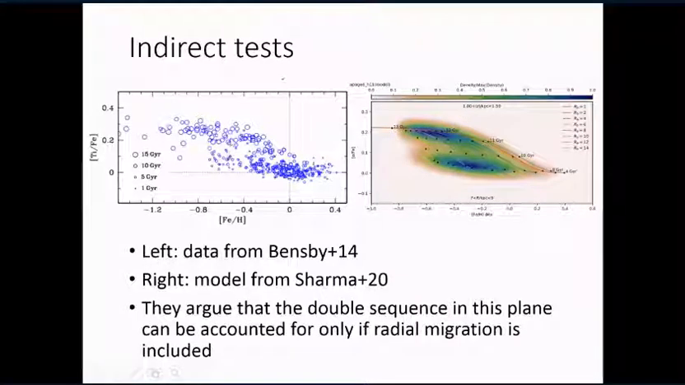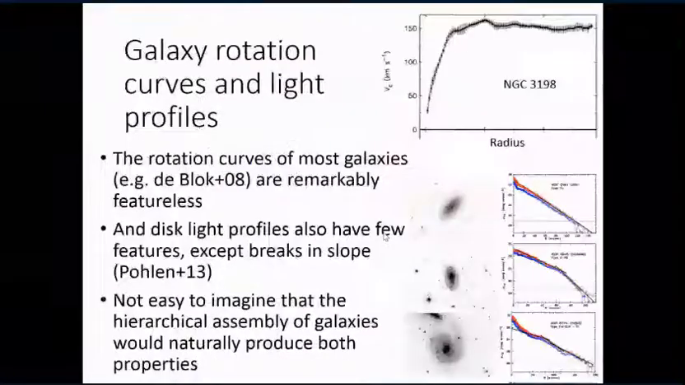Although they chose titanium here, if you look back at their paper, there are other alpha elements, silicon and sulfur and others that they were measuring, oxygen, which gave similar trends. All right, so, radial migration.